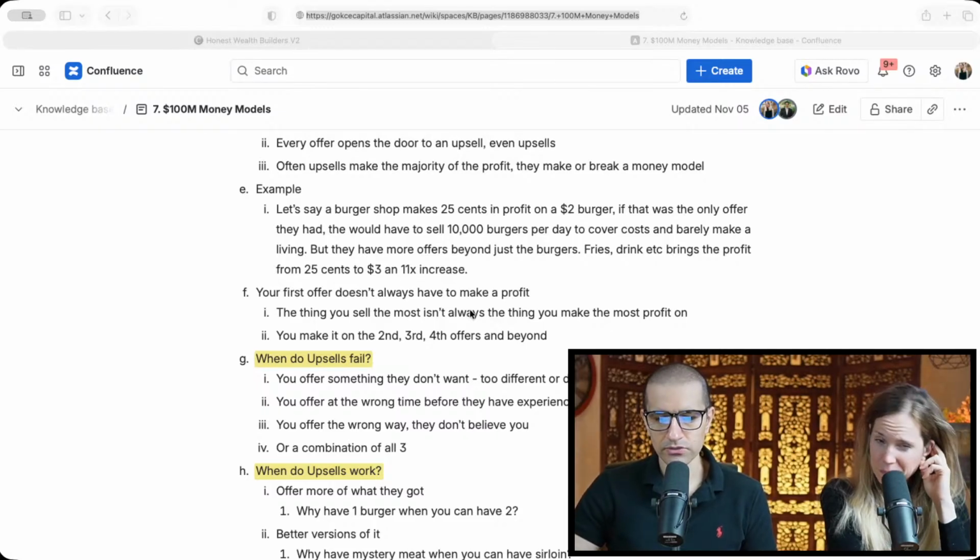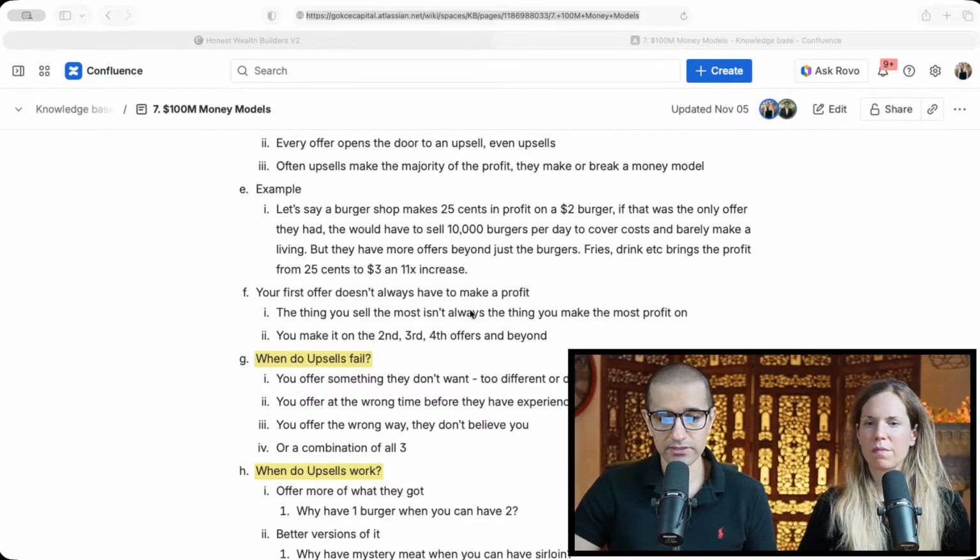All right. So this strategy session is just for the business model that we play in. Okay. So often upsells make the majority of the profit. They make or break a money model.